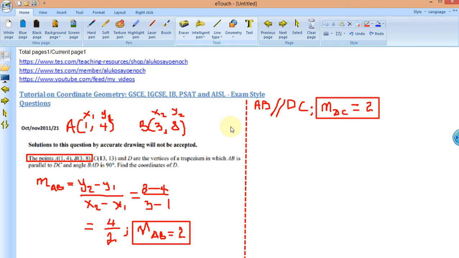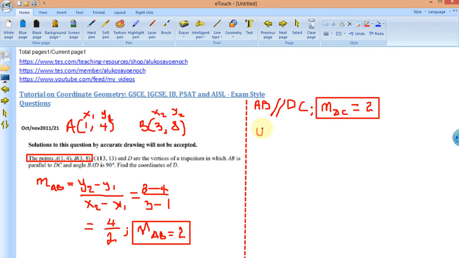Now what I need to do is find the equation of the straight line DC. So let's go ahead and find the equation of the straight line CD, or DC, either is okay. We have the coordinates of C. The coordinates of C are given, and I'm looking for the equation of the straight line CD.